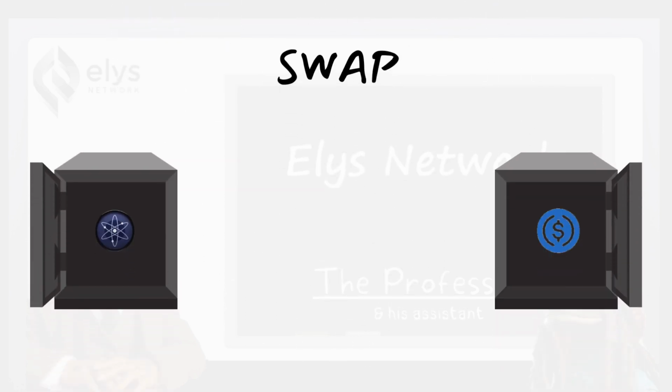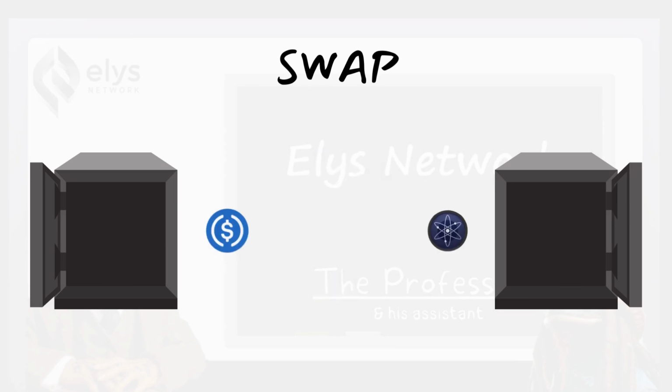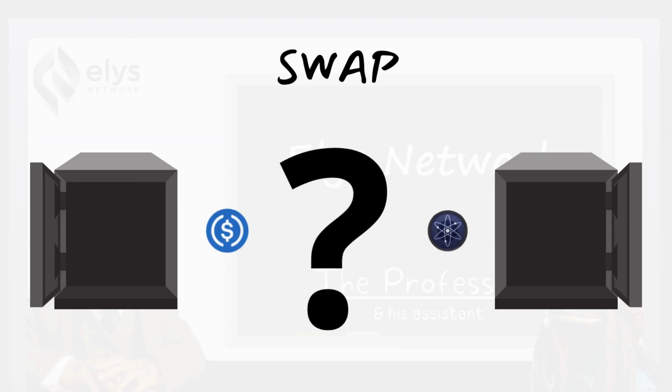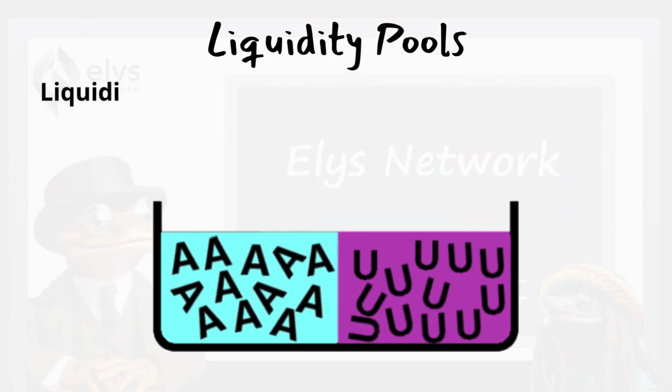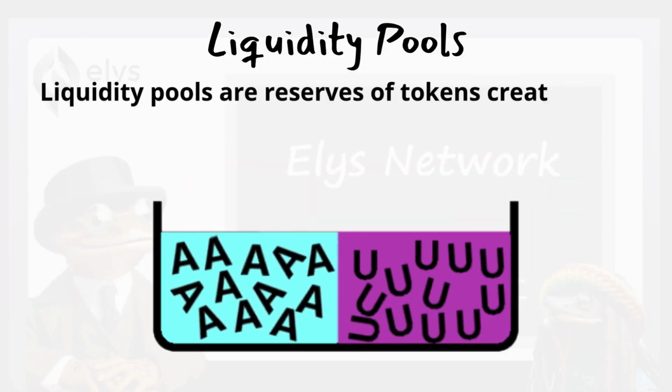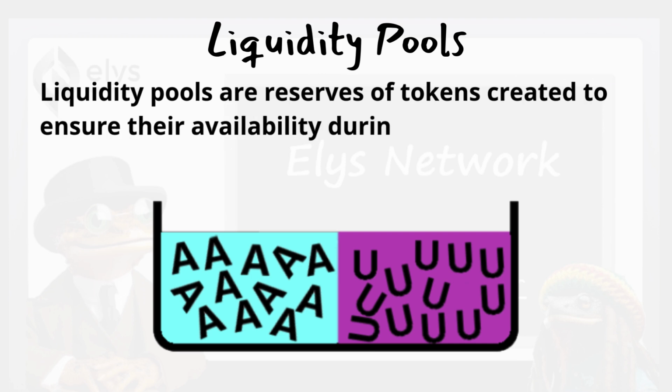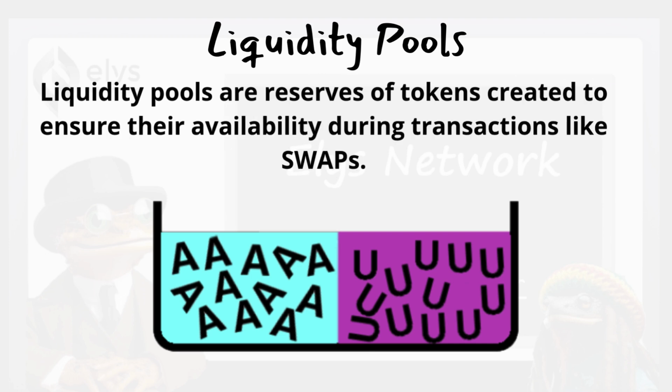Hello everyone. You all know what a swap is. The act of exchanging one token for another token. But what makes this exchange possible? It's time to talk about liquidity pools. Liquidity pools are reserves of tokens, usually a target token paired with a stable or reference token, created to ensure their availability during transactions like swaps.